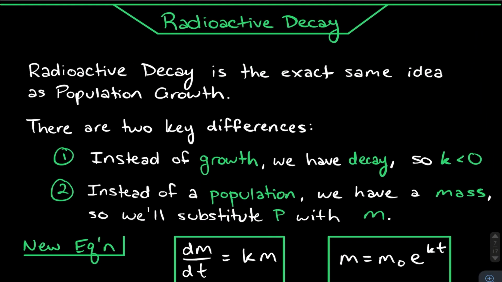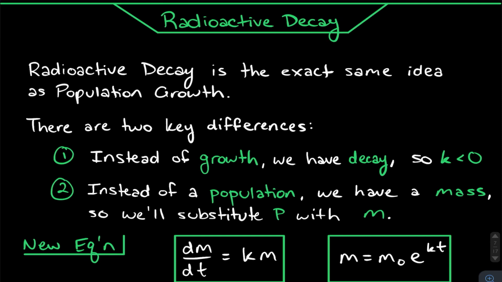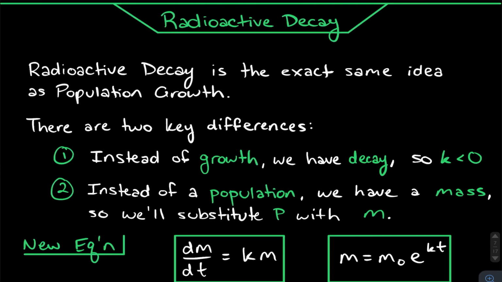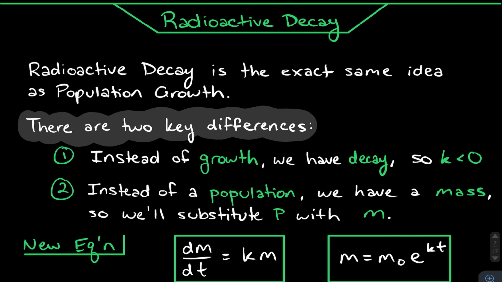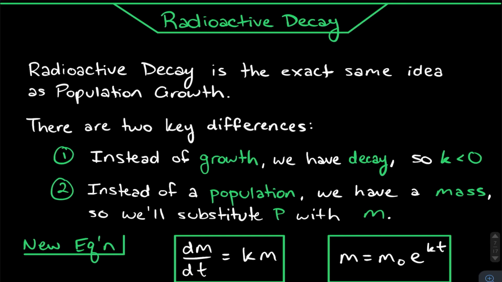So now we're going to move on to talk about radioactive decay. Now, radioactive decay is pretty much the exact same thing as population growth, right? It's going to differ for a few reasons, but it's more or less the same idea. If you understand population growth, I promise radioactive decay is not much more difficult, if at all. There is one little key difference in doing problems, but more generally, if we're talking about the conceptual stuff, there are two key differences there.